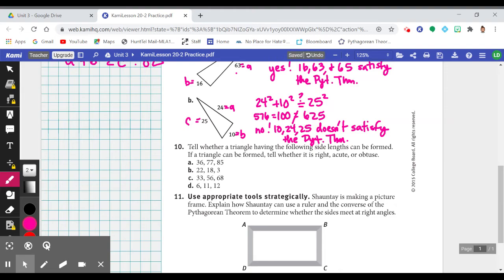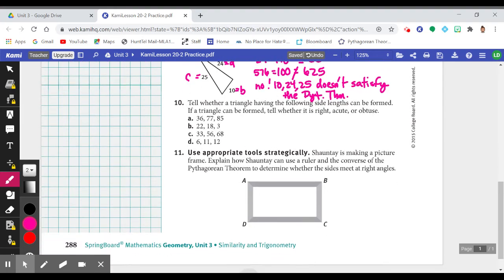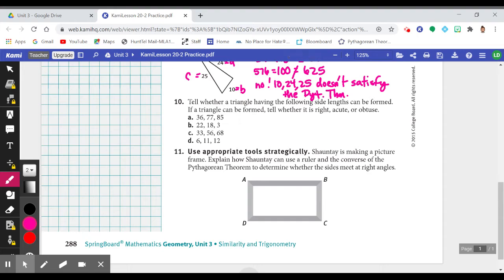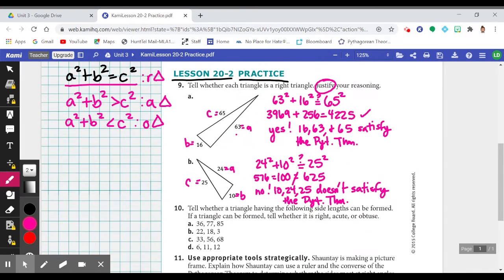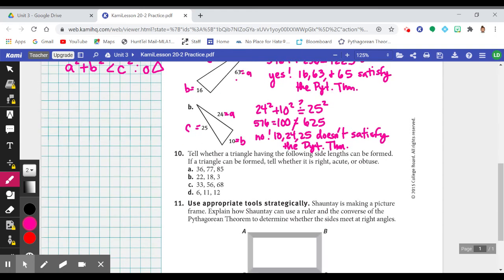So a great example here, in A, we see that those three measurements did satisfy the Pythagorean theorem, and the work we see here is that these three measurements don't satisfy the Pythagorean theorem. So this is not a right triangle, and this one is. Notice how we're using the Pythagorean theorem to determine if a triangle is a right triangle. Now on item 10, if it's not a right triangle, maybe we can determine if it's acute or obtuse based on this information we learned in the lesson.